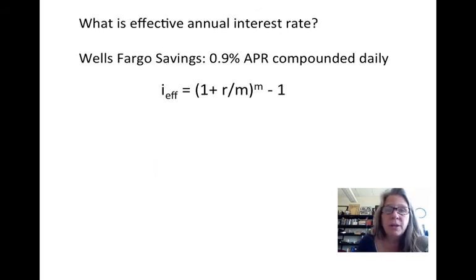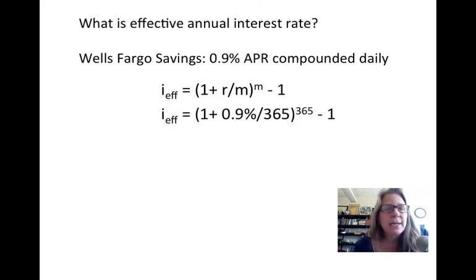Now let's look at the other one. We're going to use the same equation for the Wells Fargo savings account. So we're going to take 0.9% divided by 365, plus 1, to the 365th power, minus 1. What this is telling us is we're going to take each daily rate and compound it 365 times. That's really what we're doing. That gives us 0.904%. So before it was 0.9%, now it's 0.904%.